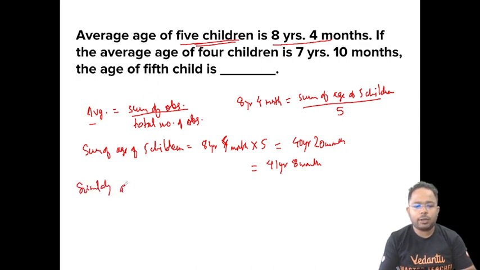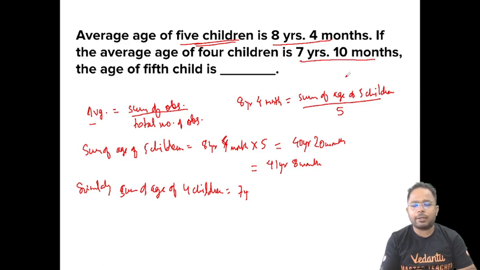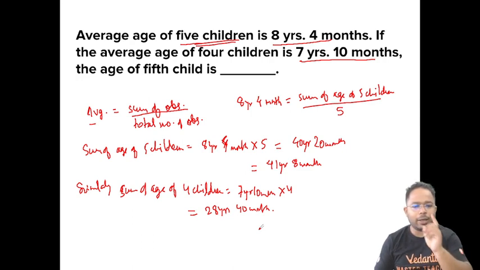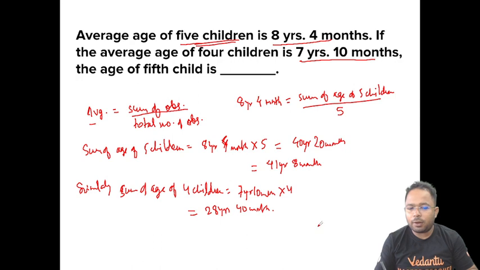Similarly, we can find the sum of the ages of 4 children. Very simple. Again, as the average is given as 7 years, 10 months, we will multiply with 4. So it becomes 28 years, and 10 fours are 40 months. Now once again, 12 months is 1 year. If we divide 40 by 12, 12 threes are 36, so we get 3 years. So 28 plus 3 years becomes 31 years, and it remains with 4 months.